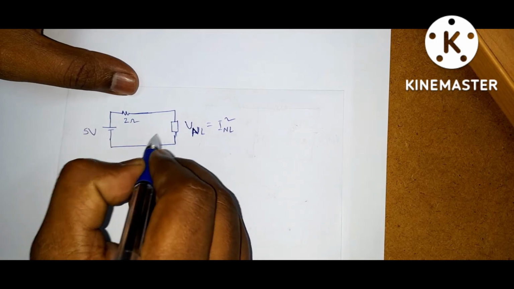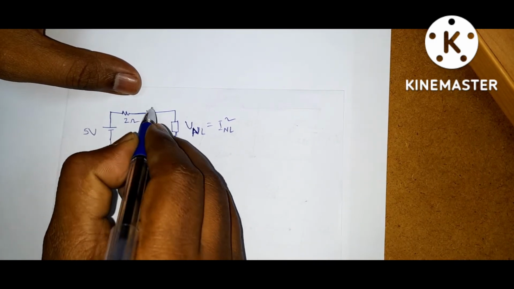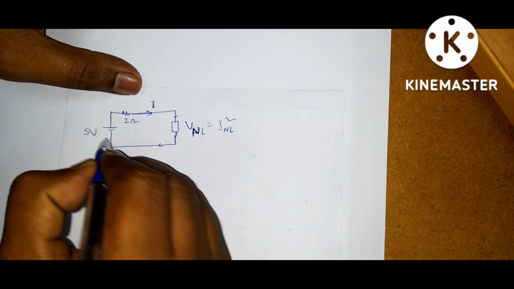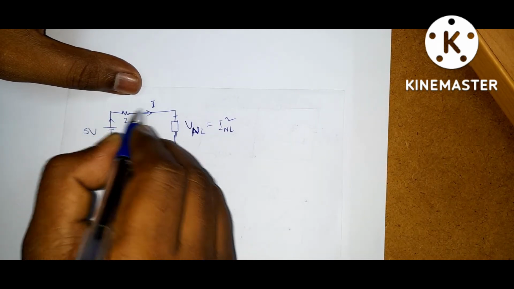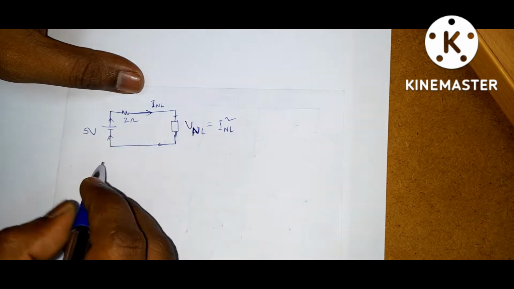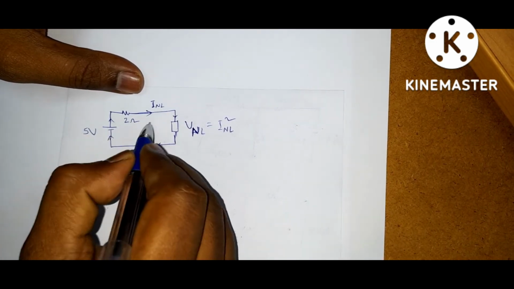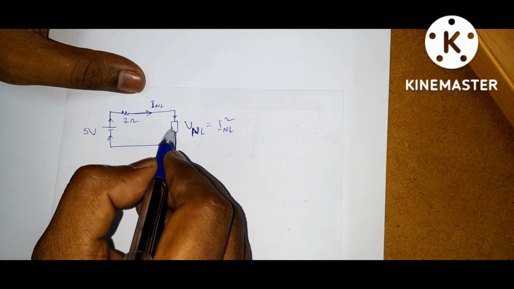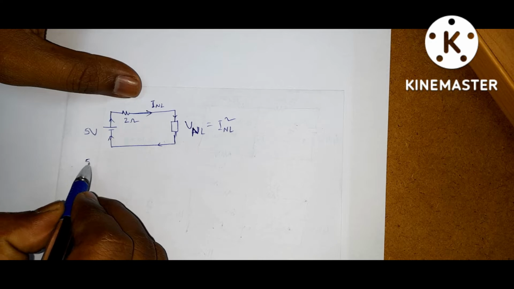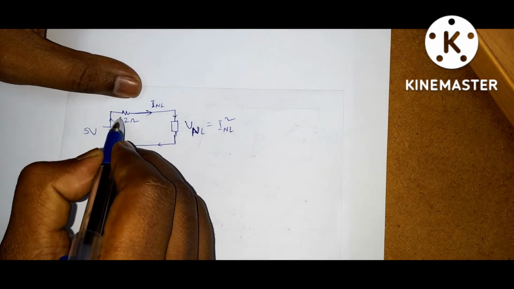Now the current flowing through this circuit, let it be I. The same current is flowing through all the elements because all elements are connected in series. So it is INL. The same current is flowing through all the elements including the non-linear element. So this is INL. Now by KVL, 5 is equal to what you are getting.